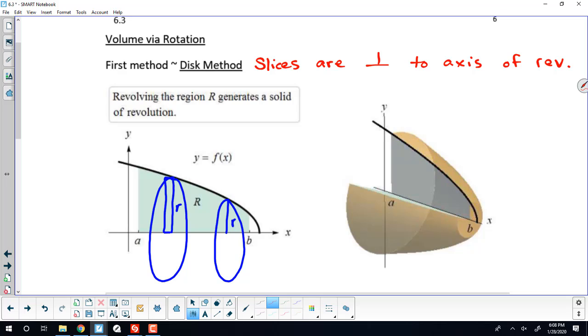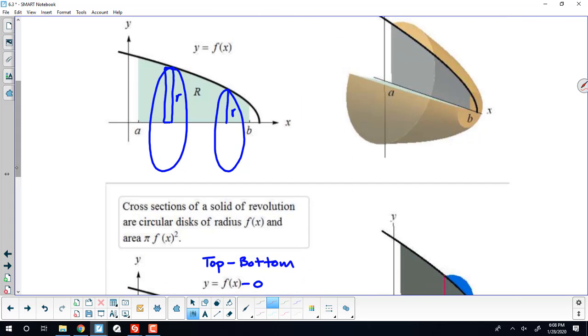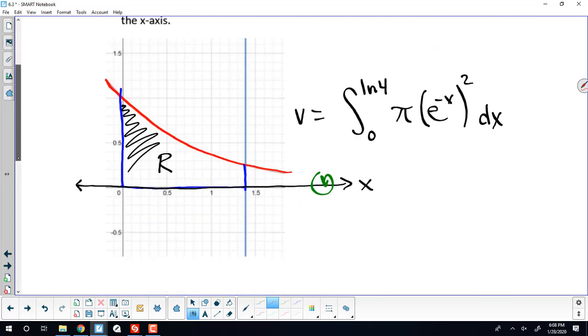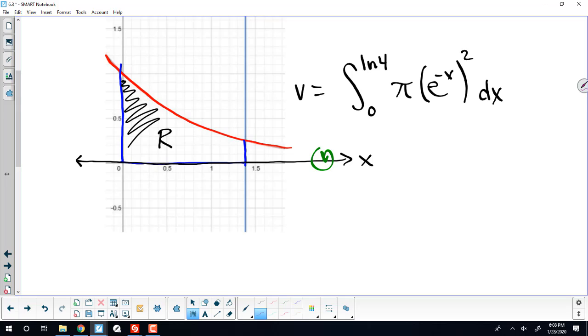When we look at different methods, if it says rotated around this axis and you slice it perpendicular, it's going to always give you a disk method. And again, these things are important because they give us a bearing on how to start out the problem. Are we integrating with respect to x or y? The bounds in terms of x or y, it tells us all of that information. So then we're just going to draw one of our disks here.